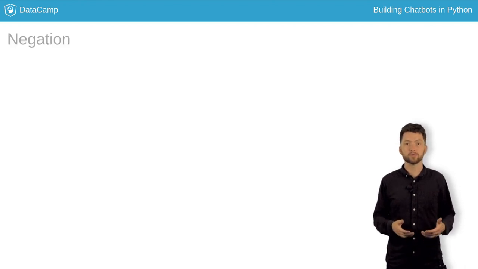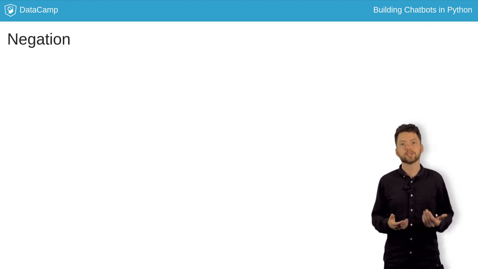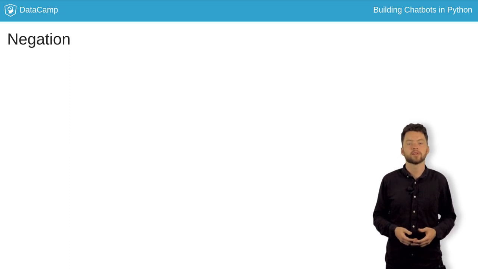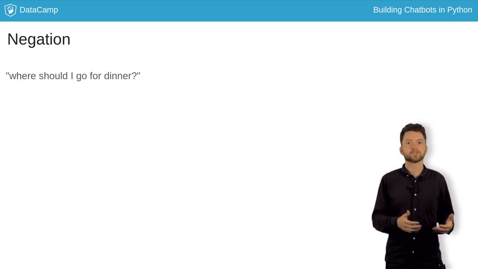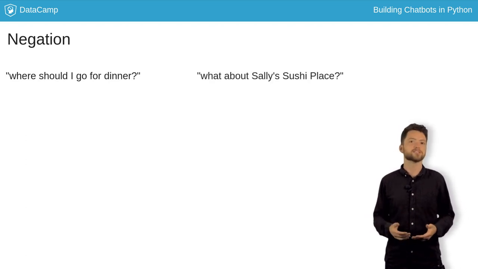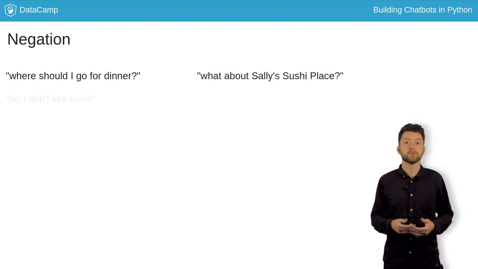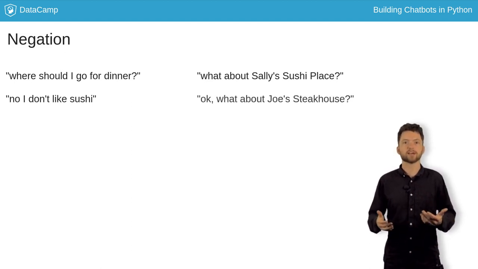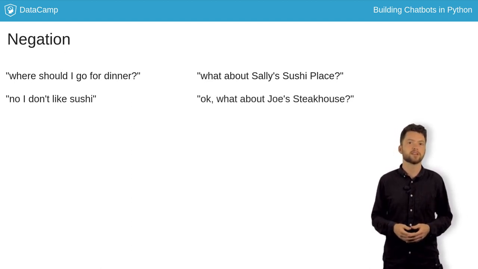A natural thing you'll also see is that people will tell you what they don't want. This especially happens in response to suggestions that your bot makes. Here's an example. User says, "Where should I go for dinner?" The bot responds with, "Well, what about Sally's sushi place?" The user then says, "No, I don't like sushi." And then the bot responds with, "Okay, what about Joe's Steakhouse?"